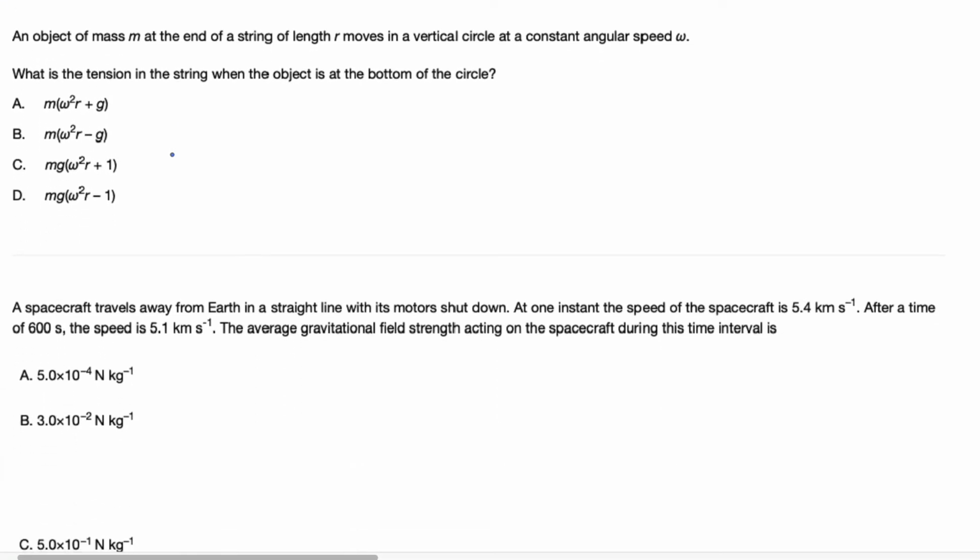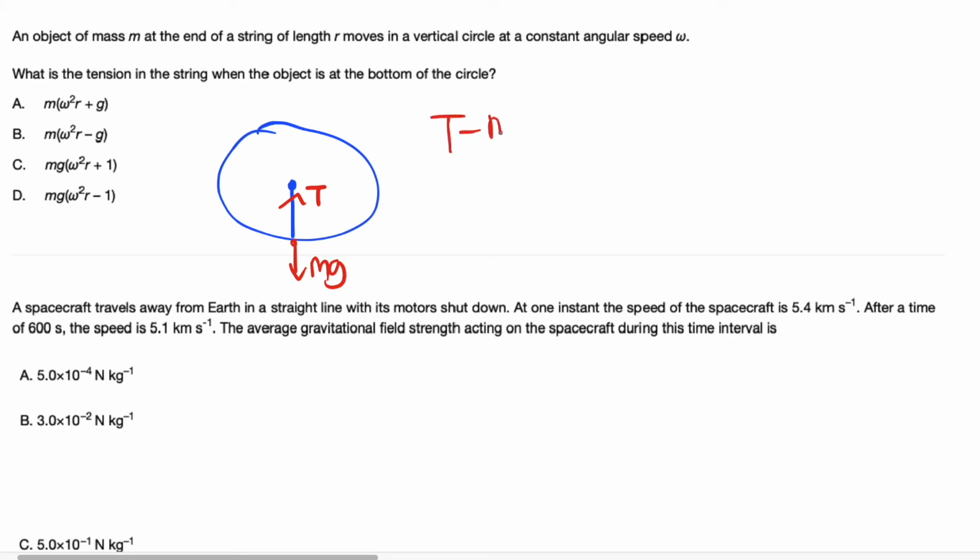An object of mass m at the end of a string of length r moves in a vertical circle at a constant angular speed omega. What's the tension in the string when the object is at the bottom of the circle? So here's the circle, and here's the string. We know the object receives a force of tension and a force of gravity from Earth.